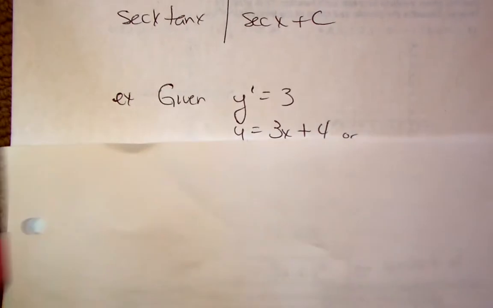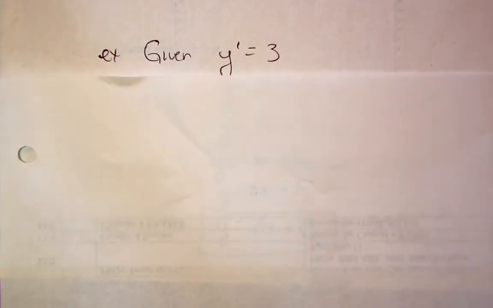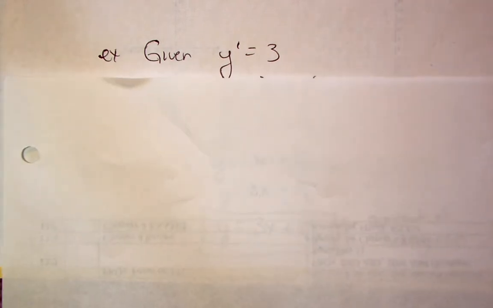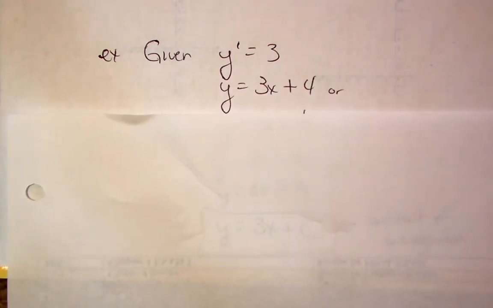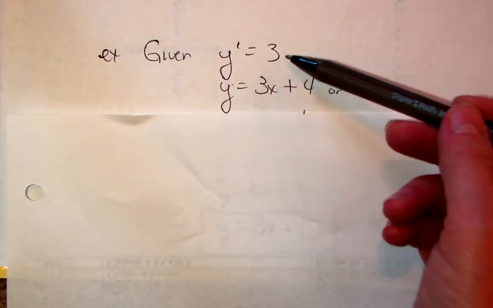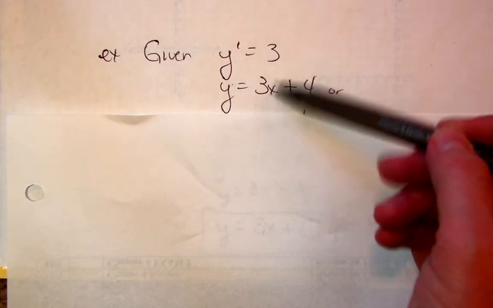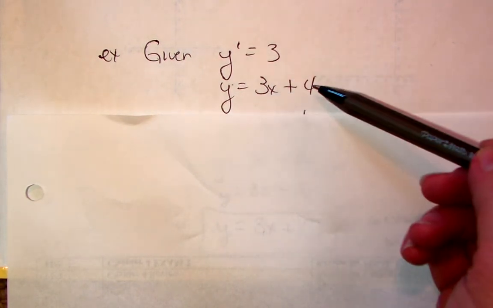So let's play with this a little bit. Let's see why there's a constant of integration. So let's say my first derivative is 3. And when I take the antiderivative, I go back to the original, right? Then that's really x to the 0 power. So I'm going to increase it by 1, divide by 1. And it could be plus 4.